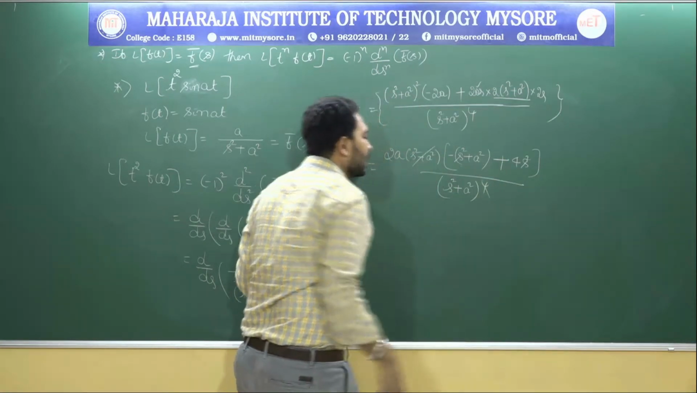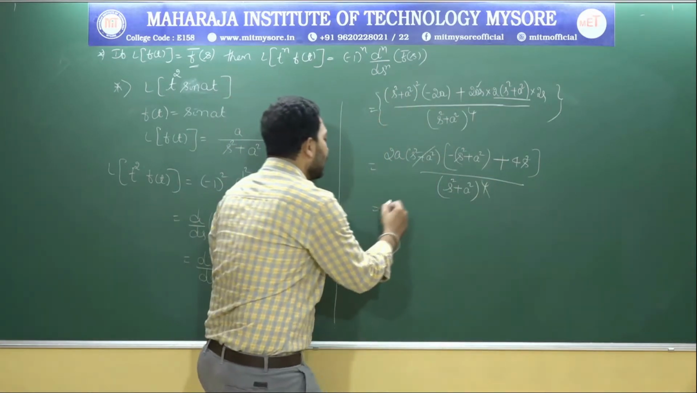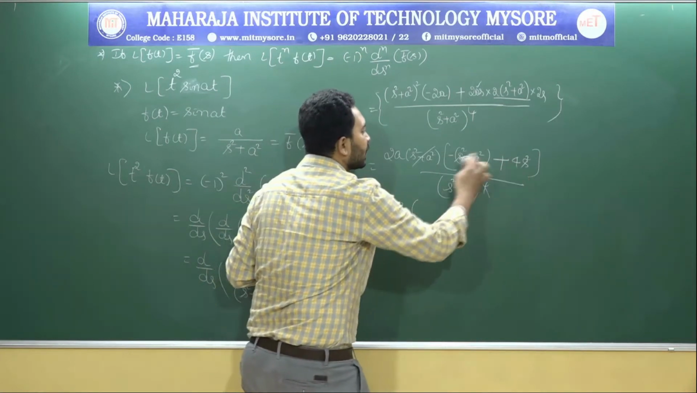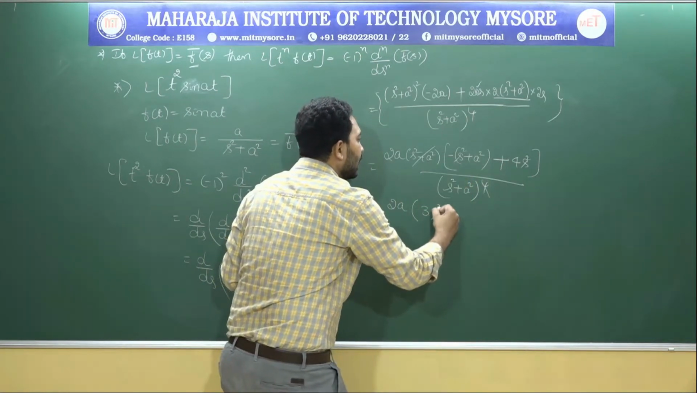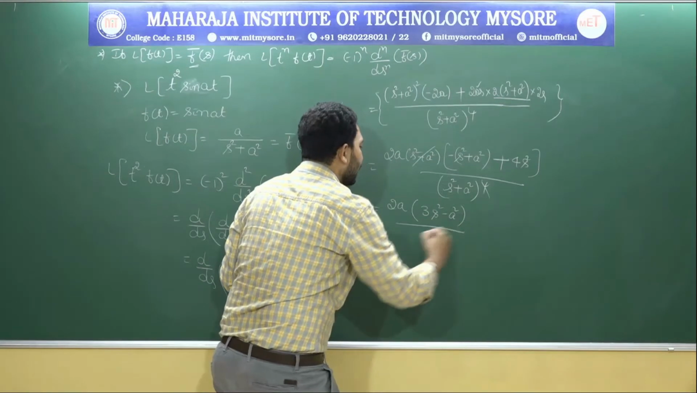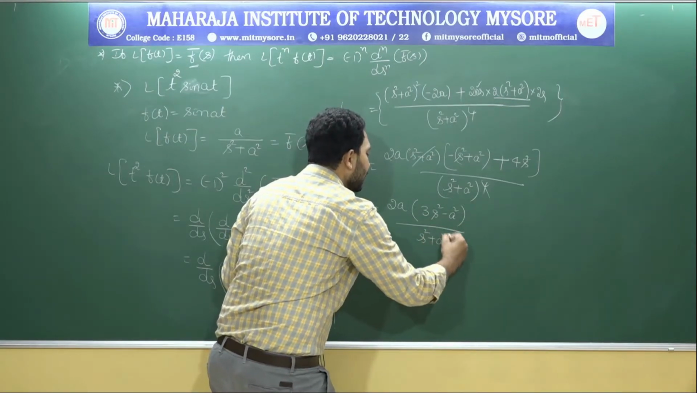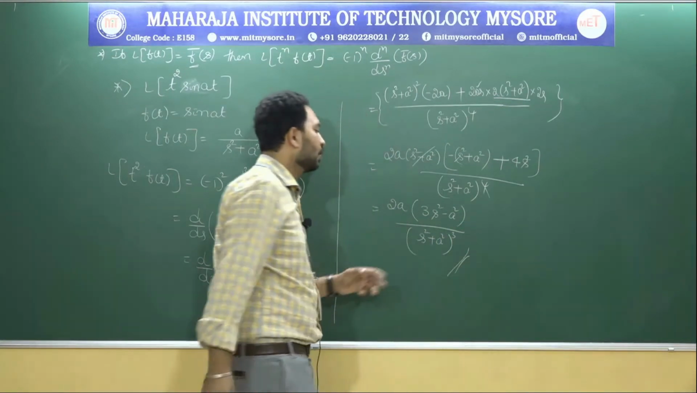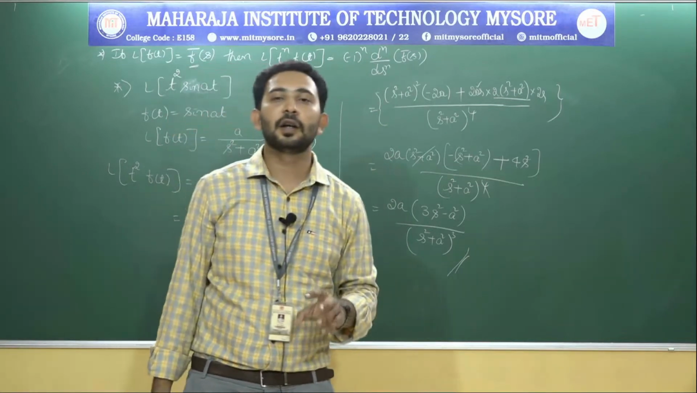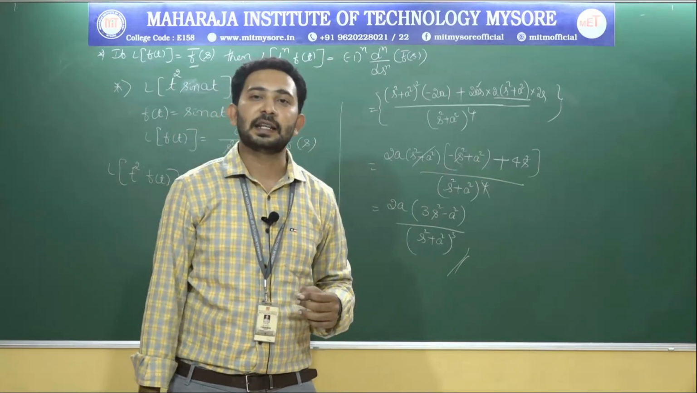One (s square plus a square) will get cancelled. We will get 2a into (3s square minus a square) divided by (s square plus a square) whole cube. So this is the required result for t square into sin at.